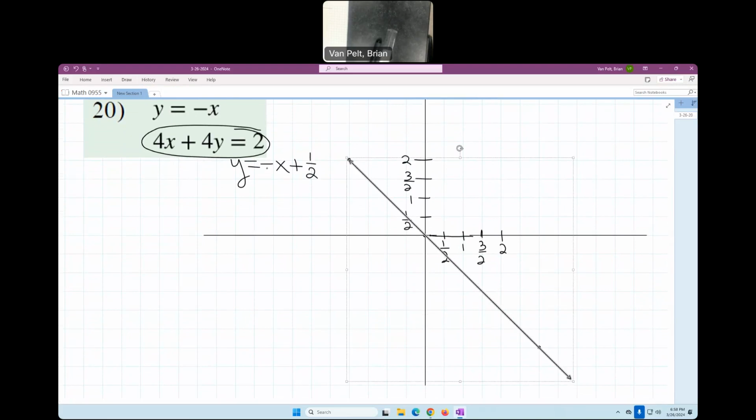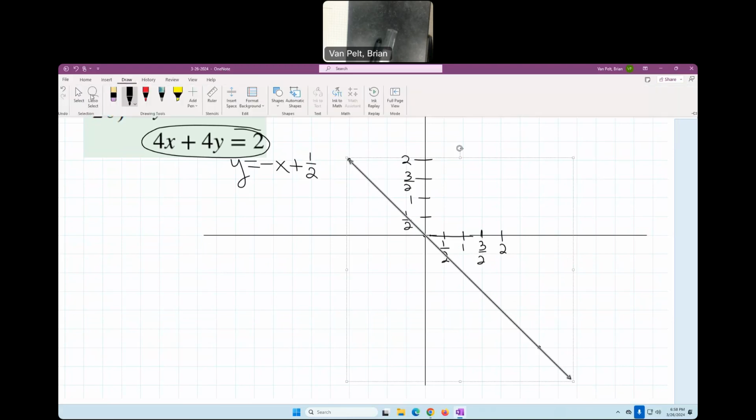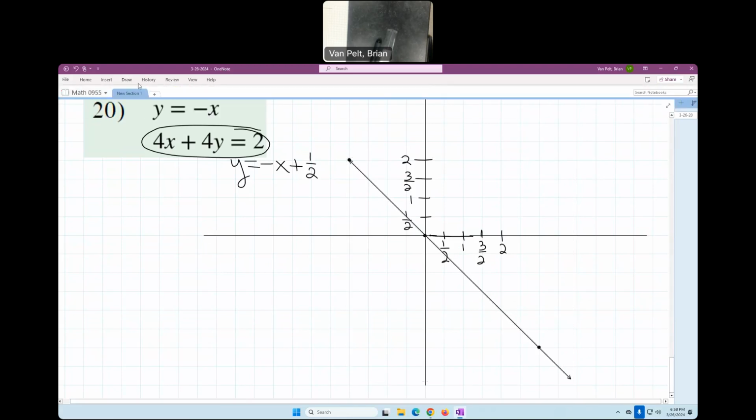Now, when you solve this, you should already know there's not going to be an answer to the problem. What's the slope of this guy here? Also -1. They're going to run side by side. And so then let me go ahead and draw that one in.